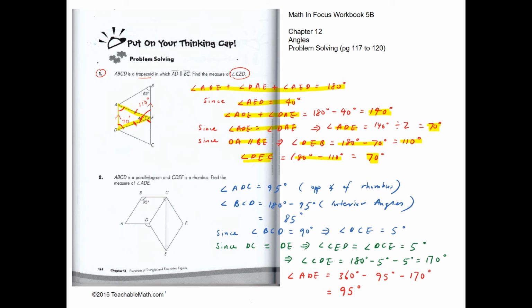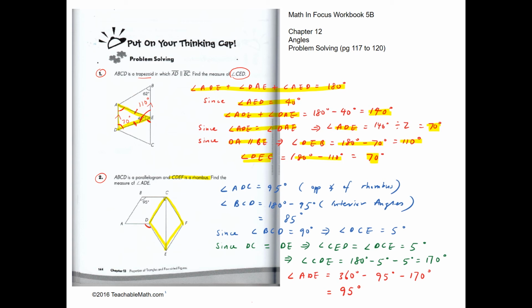Next, for question 2. For question 2, ABCD is a parallelogram. So these two sides are parallel, and these two sides are parallel. That's what we know about a parallelogram. Let's erase this. And CDEF is a rhombus. So we have a rhombus over here, and this is the rhombus. So find the measure of ADE. So ADE will be here. So this is ADE. So what is the first step they have to do?